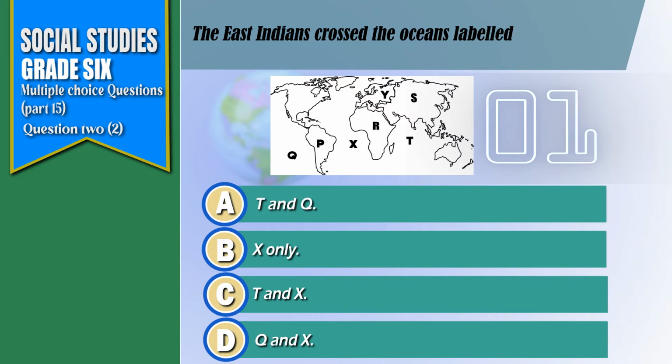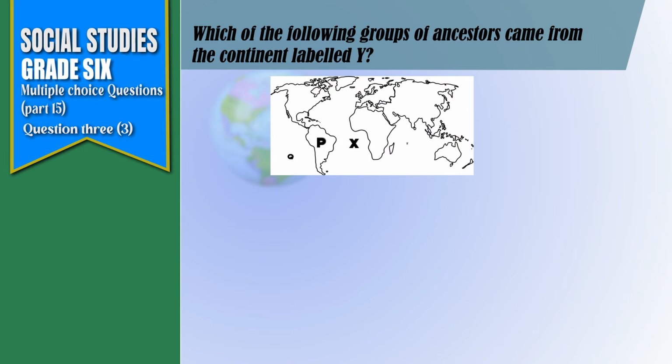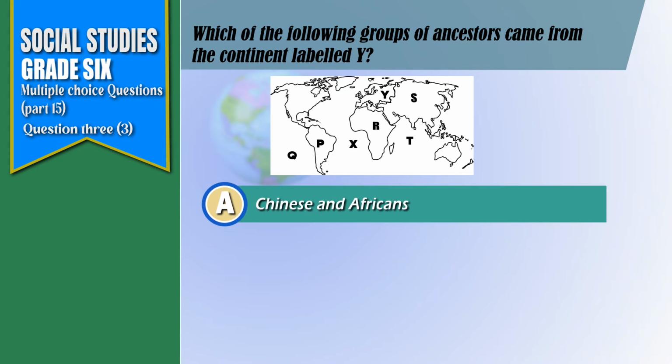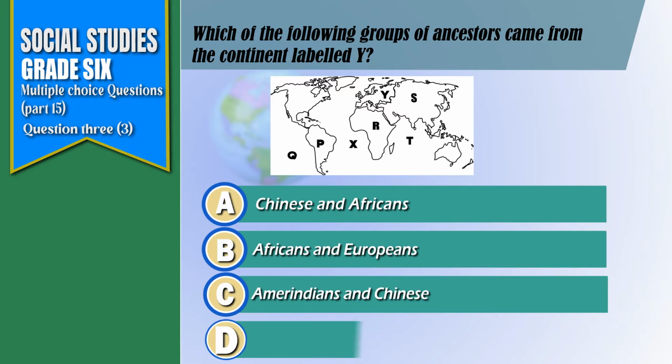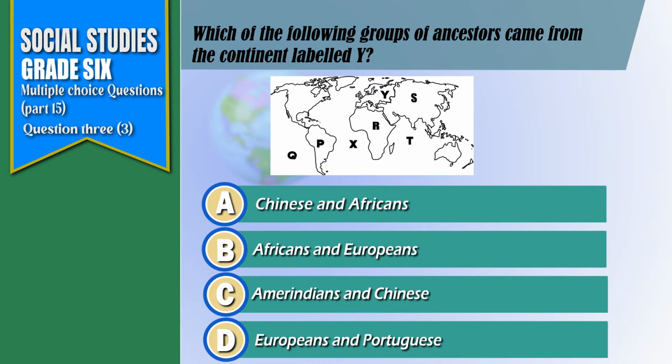Question 3. Which of the following groups of ancestors came from the continent labeled Y? A, B, C, or D?